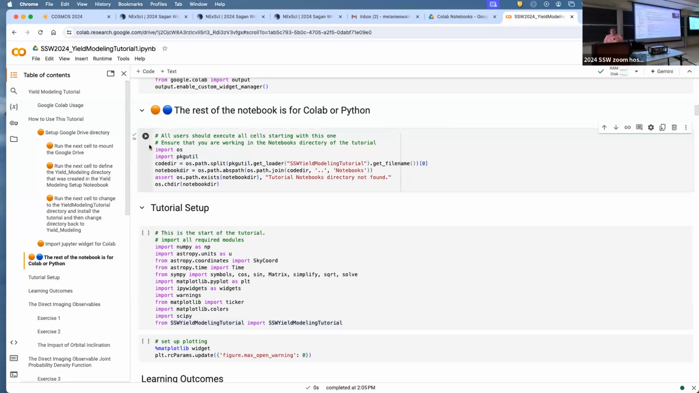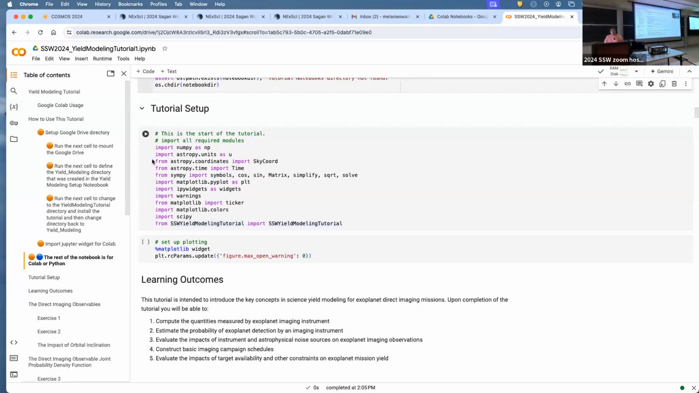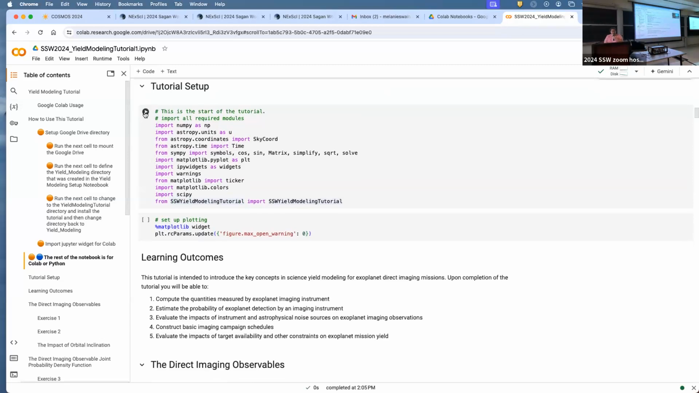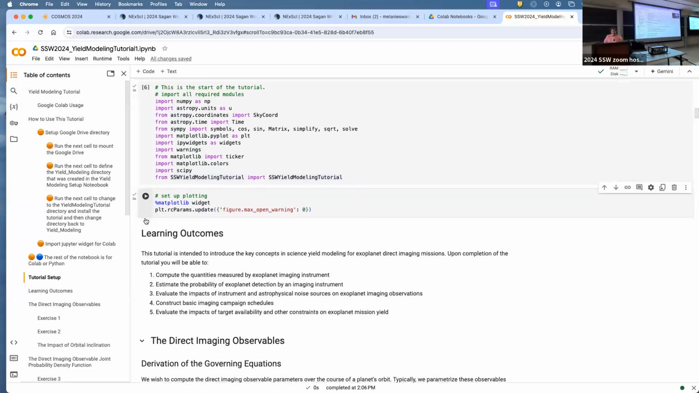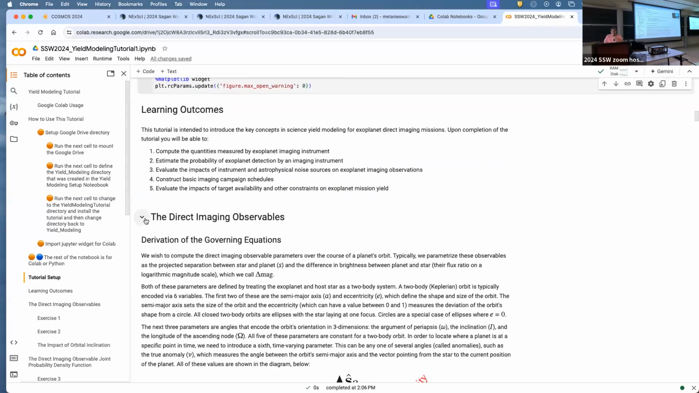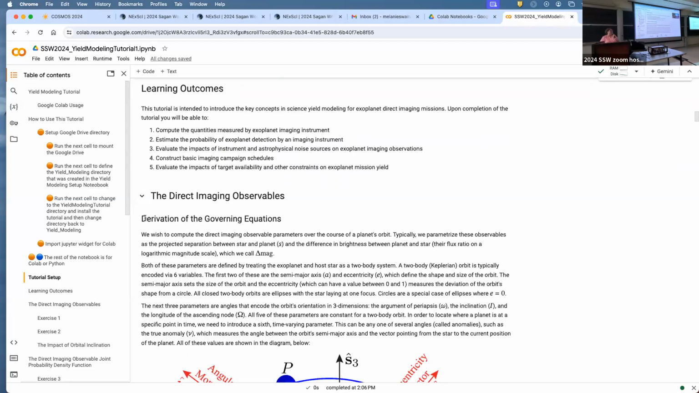And then, let's see, still moving through tutorial setup. This is actually the start of the tutorial. We have to import all these packages that we're going to use, and then we also have to import plotting. And now I'm ready. Are you guys ready? We're going to begin the tutorial.